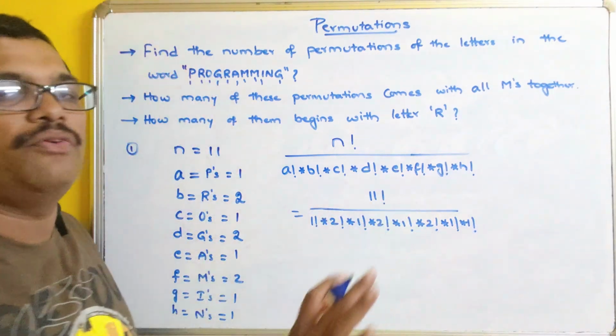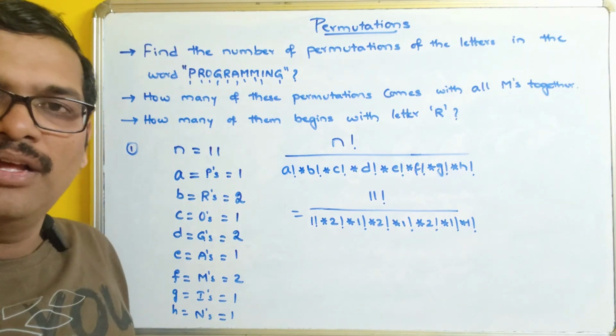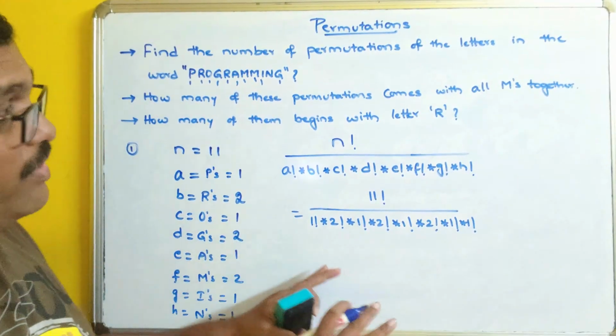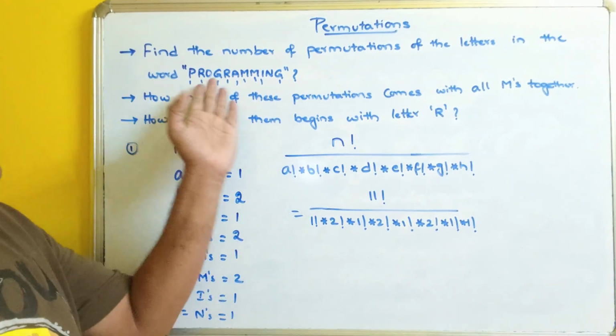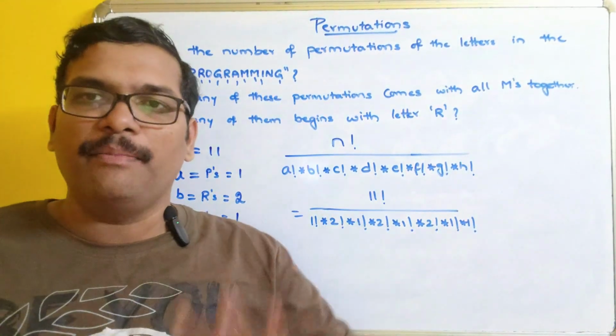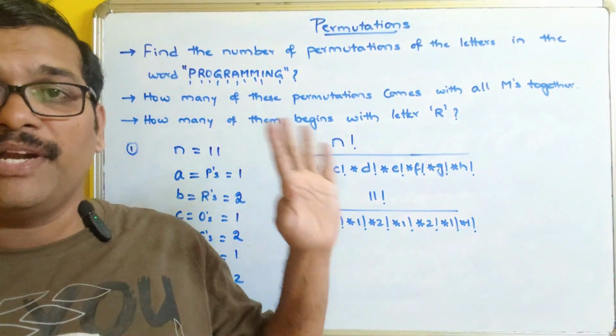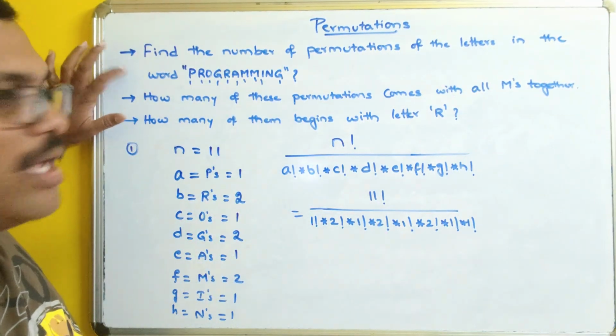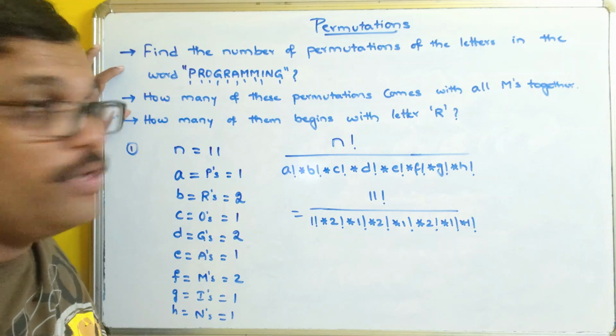So you can solve it. Okay, I'm not doing the solution. Use the calculator, you can solve it. So these many ways we can arrange the letters of the word programming. Here we are having a repetition, so we are using the same formula. That's the solution of the first problem. Now we'll go with the second problem.